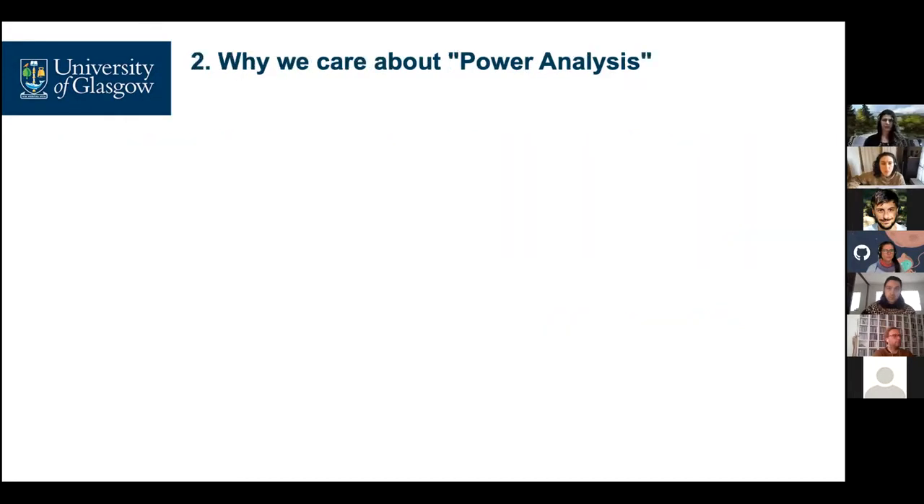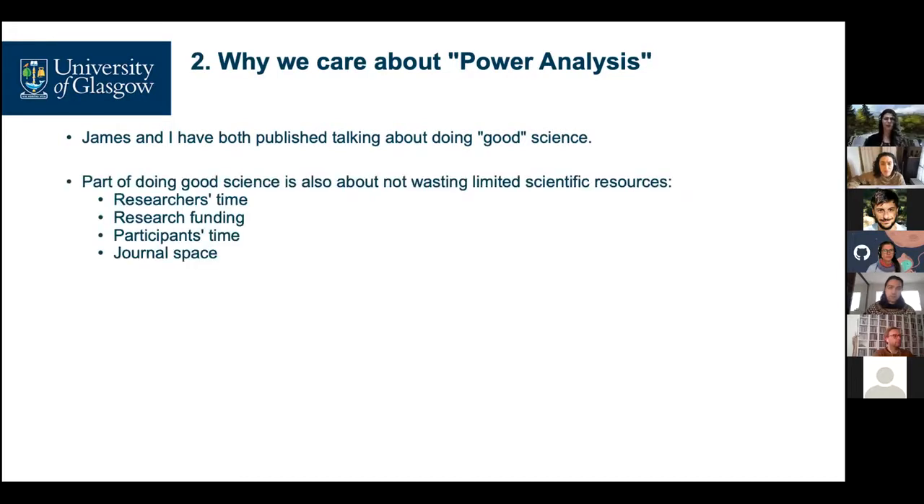So finishing off this section, I'm going to talk about why we care about power analysis. James and I have both published talking about how to do good science and why doing good science is important, and you can read about that elsewhere. But part of doing good science is also about not wasting limited scientific resources. Researchers only have so much time to do research. There's only so much research funding, both in their own projects and distributed among different researchers. If a participant is spending time in your study, then they're not spending time in someone else's study.